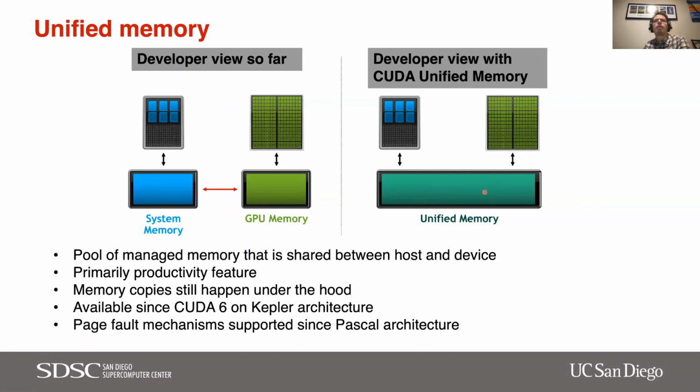I mentioned this unified memory that you can use. And that's the pooled memory that's shared between host and device. So that's a productivity feature. The memory copies, you don't see that. You just say, oh, here's my unified memory. And then you pass that memory to the CPU functions and to the GPU functions. But under the hood, of course, you still have the same hardware. So the data copy still happens. So you need to be aware of that, right?